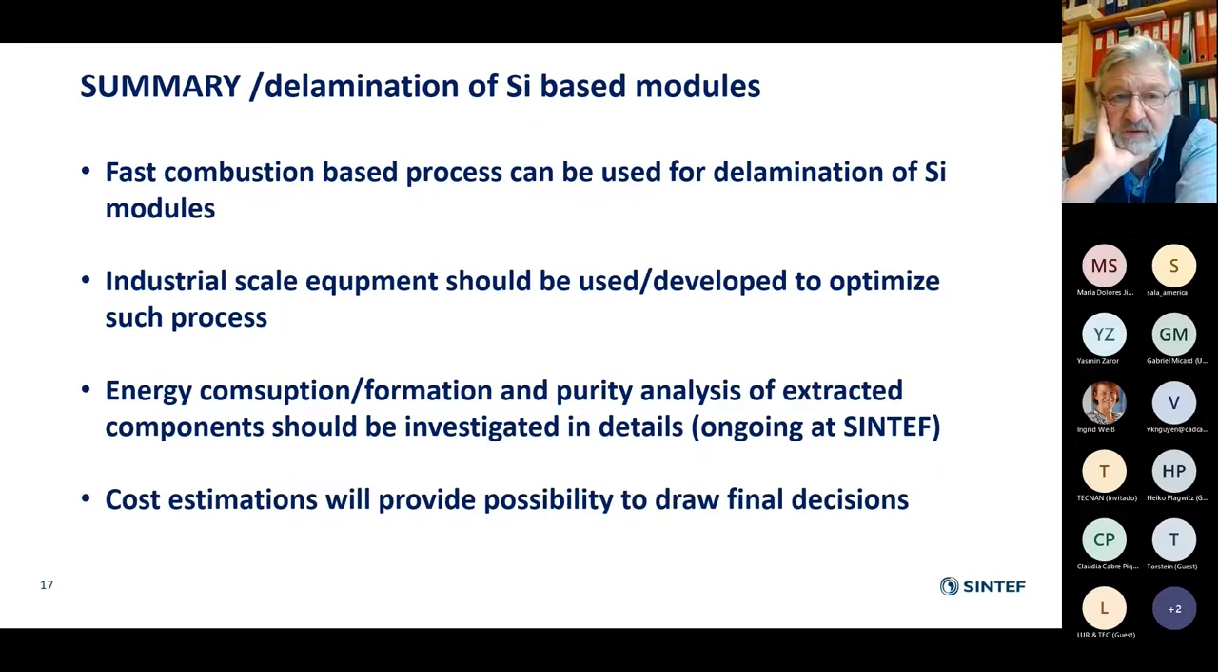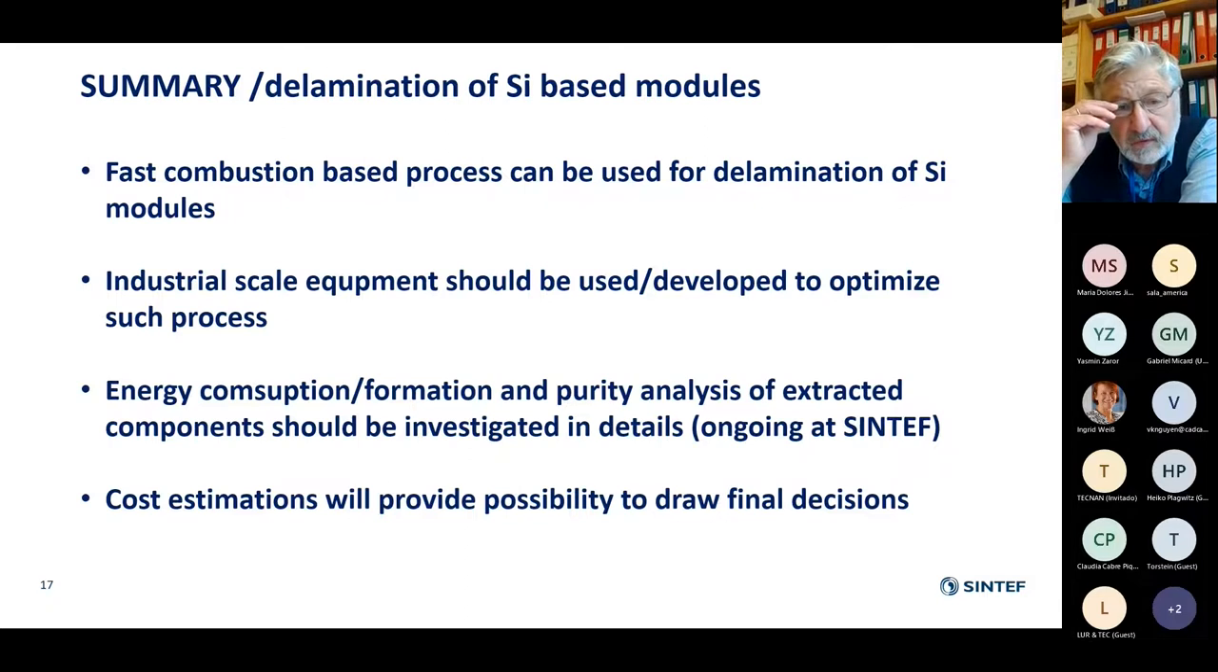The summary for this part would be formulated as follows: a fast combustion-based process can be used for delamination of silicon models. Industrial-scale equipment should be used or developed to optimize such a process, because we think that it could be a kind of conveyor furnace, which in principle can be constructed from or modified from a firing furnace in the PV industry, just a conveyor with hot zones, with an upper zone up to, let's say, 600 degrees C, and continuous supplying of pieces of broken silicon. So it can be done.